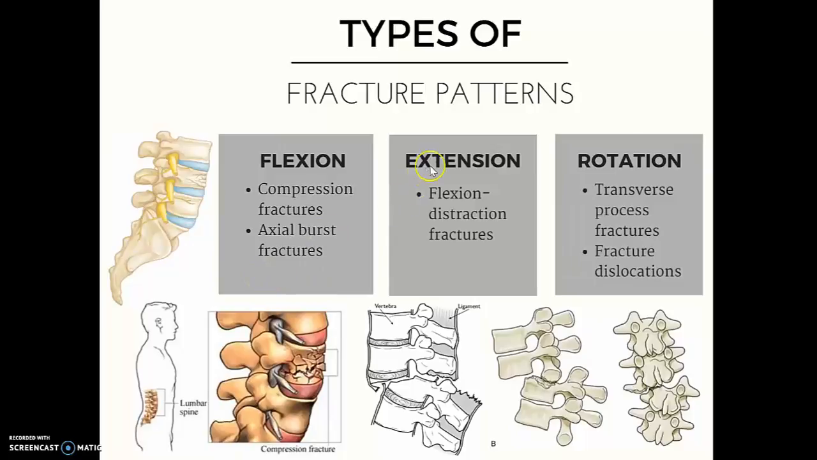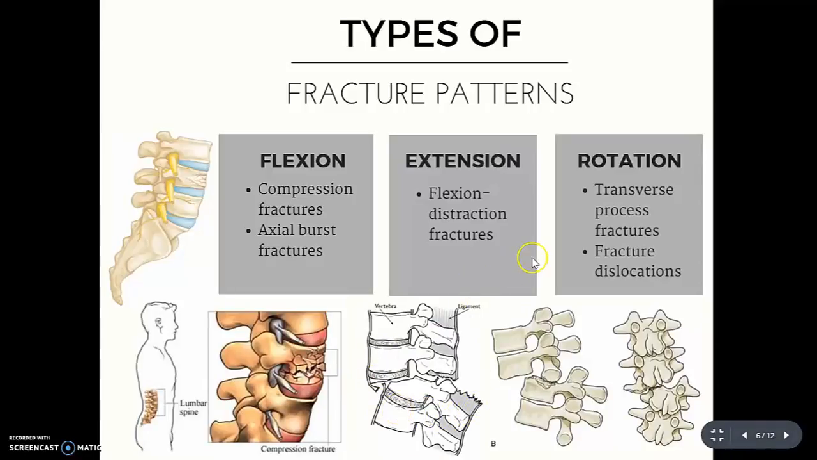A type of extension fracture pattern is the flexion distraction fracture. This fracture is usually caused when there's a huge external force exerted on the body, for example, like a car crash. This will cause the vertebrae to be completely pulled apart. You can see there's a picture of a flexion distraction fracture right here.